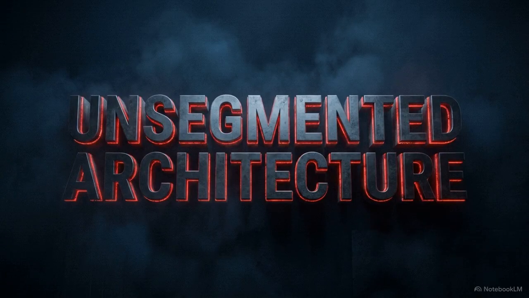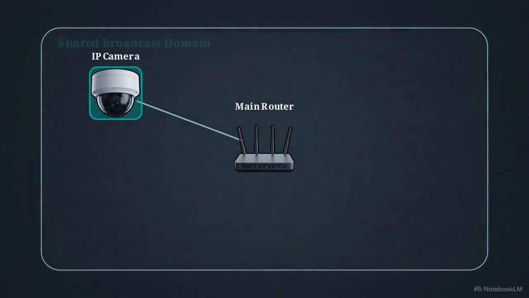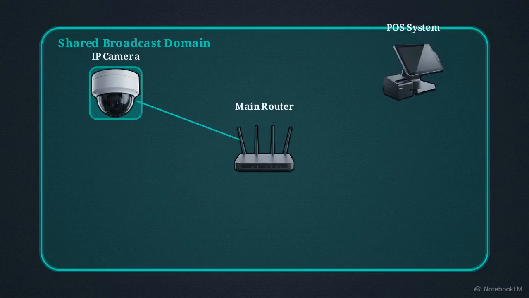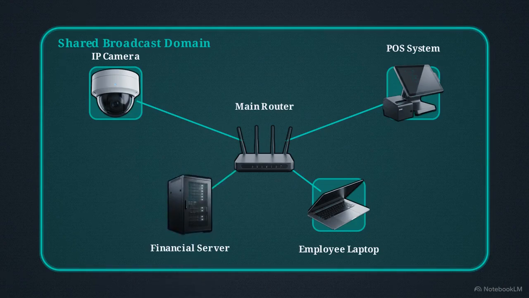This vulnerability becomes a systemic risk in what engineers call a flat network. In a flat configuration, local installers take the easy route. They plug the IP cameras directly into a standard, unsegmented main router. That means the camera on the exterior brick wall shares the exact same digital space as the business's point-of-sale systems, the employee laptops, and private financial servers.